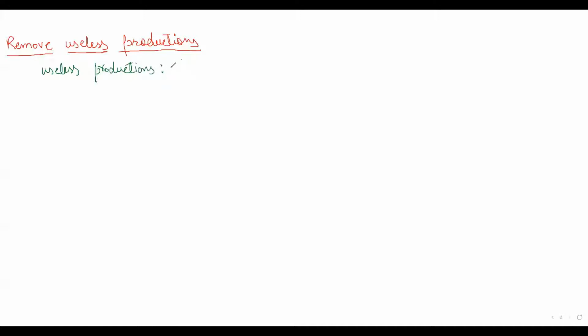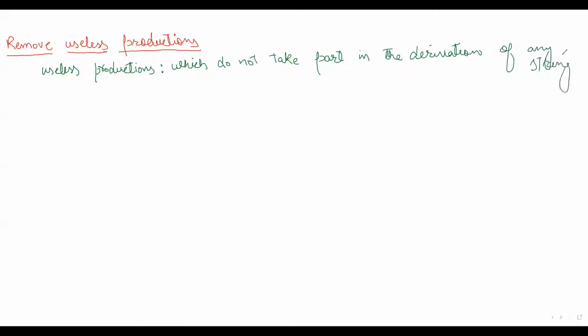So useless productions are those productions which do not take part in the derivation of any string. In the derivation of any string. So we know that every grammar generates strings, terminal strings. Okay, and a useless production will be that production which does not take part in the derivation of any string. So that means it is of no use. Okay, fine.